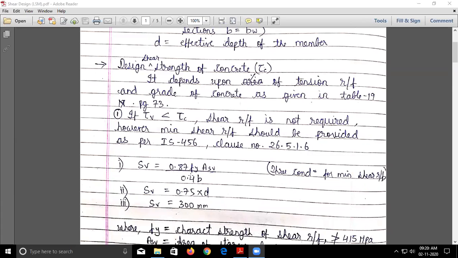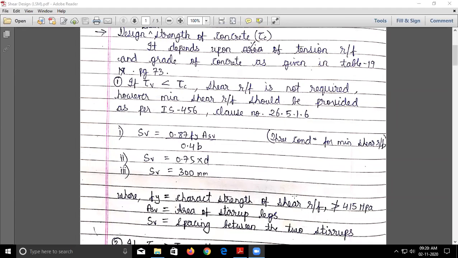Sv is equal to 0.87 fy Asv upon 0.4 b, where b is the width of the beam. And there are two more conditions, which we checked in the numericals: 0.75 d and 300 mm. Whichever is the least value, that we should consider for our design purpose. Where fy is the characteristic strength of the shear reinforcement, which should never exceed 415. This we have seen in the working stress method also. And Asv is the area of the stirrups, and Sv is the spacing between the two stirrups. So that is the first condition.